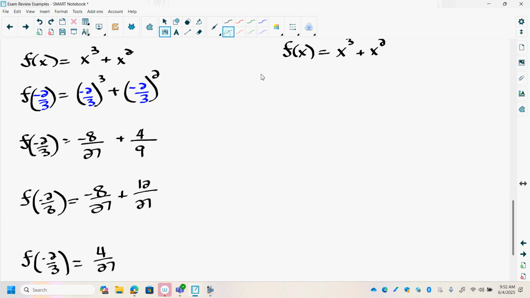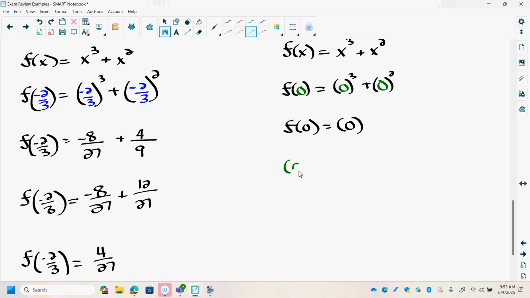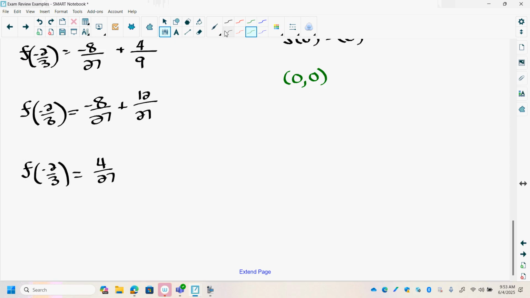This one's an easy calculation. The minimum occurs when x is 0. We already did it when we did our y-intercept. So you wouldn't really have to show this calculation again, but what does it equal? Okay, so I have a minimum at 0, 0. I also have an x and y intercept there. I have a maximum at negative 2/3, 4/27. Cool.